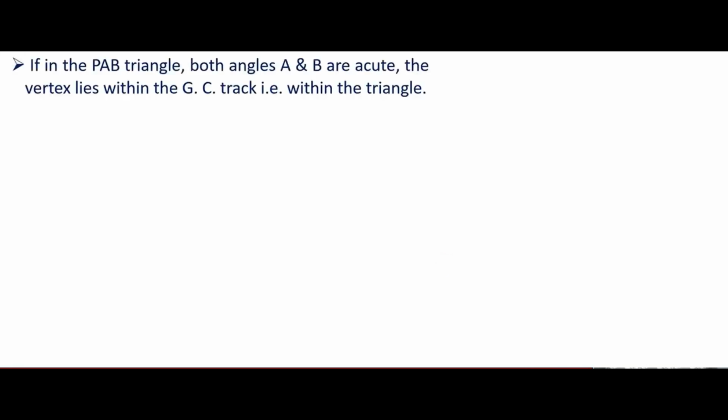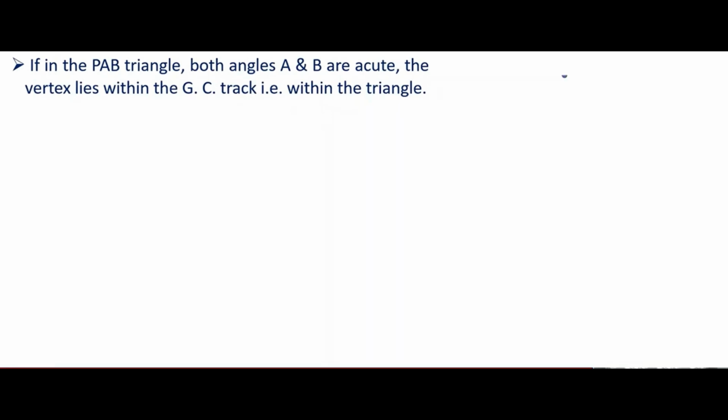To figure out whether the vertex of the great circle lies within the GC track of the vessel or it lies outside the GC track, we use angles A and B of the PAB triangle. We calculate the angles A and B, and if angle A and B are both acute, that is both are less than 90 degrees, then the vertex lies inside the track, that means between A and B somewhere.